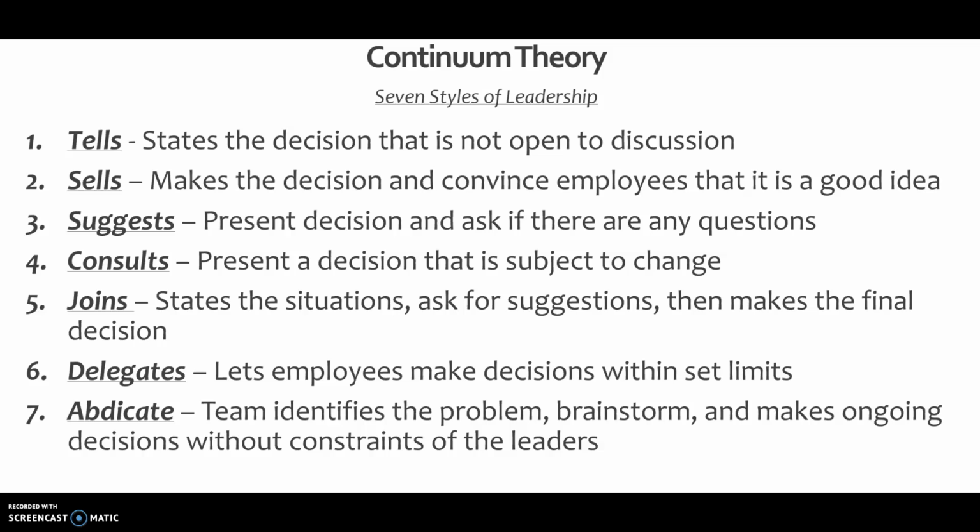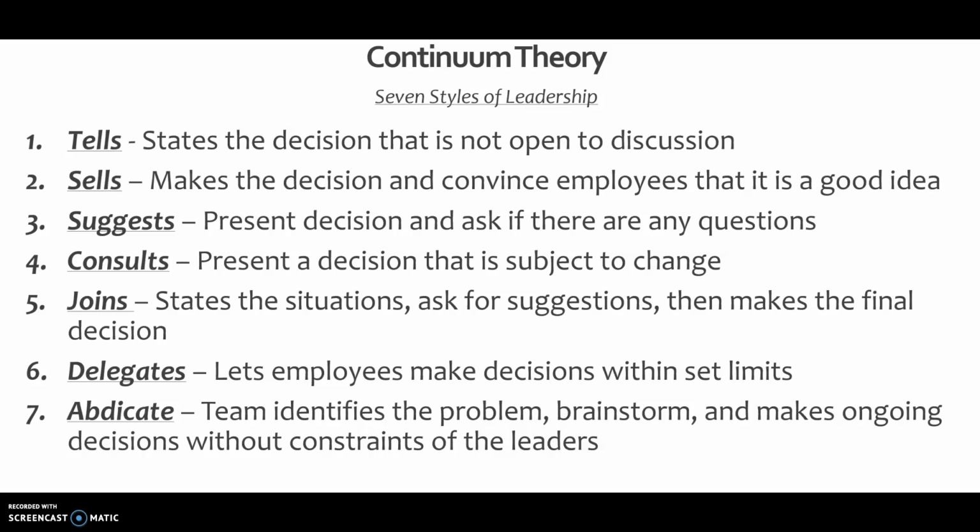The seven styles of leadership within the continuum theory begin with tells. This is when the leader tells. They state what the decision is, and it is not open for discussion. The next one is sells. This is when a leader makes the decision and convinces the employees that it's a good decision. The next one is suggests. This is where the leader presents the decision and asks if there are any questions.